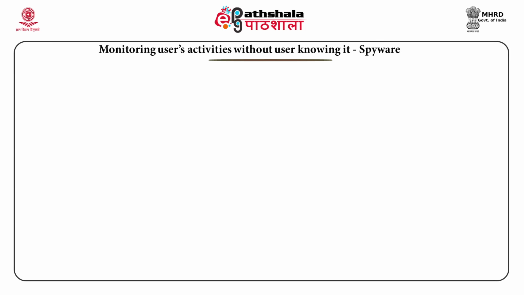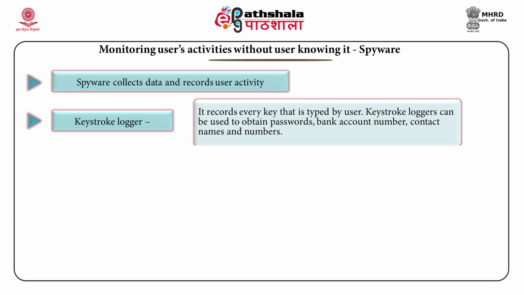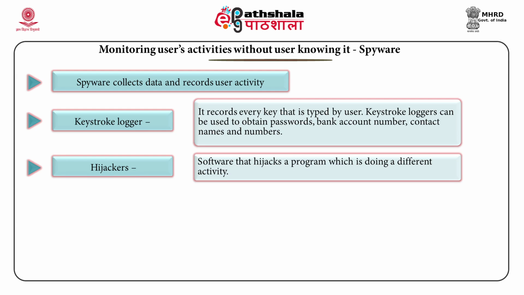The next thing for observing the user's activity is spyware. Spyware, as its name suggests, collects data and records user activity. The first is the keystroke logger. A keystroke logger would log all the keys pressed by the user. It can save your password, credit card number, whatever you type from your keypad can be stored. It can even have contact names and numbers. Hijackers are software that hijacks a program which is doing a different activity.